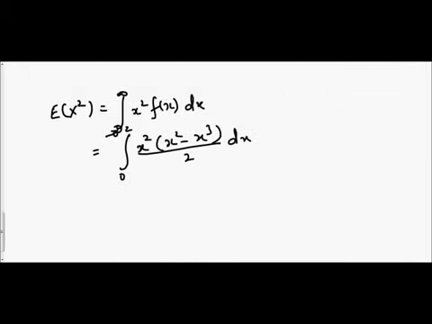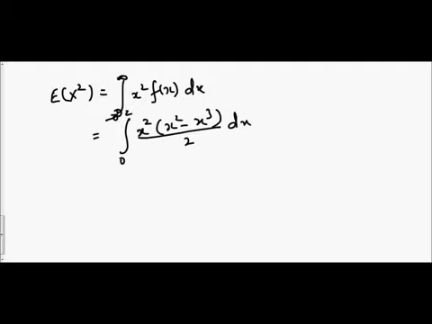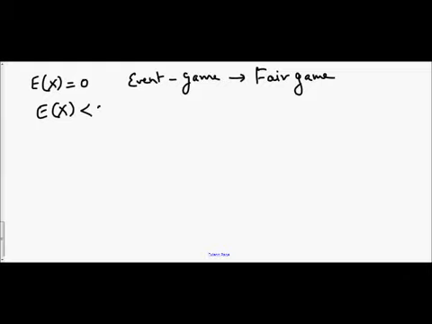Only thing is, calculation should be done with integration. If e of x is equal to 0, then we take the event as a game. If it is a game event, then the game is called a fair game if the expected value of x is equal to 0. If the expected value of x is less than 0, then it is an unfair game. Okay, in all other cases there is some expectation in the game.